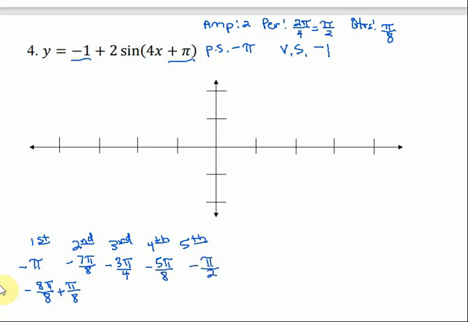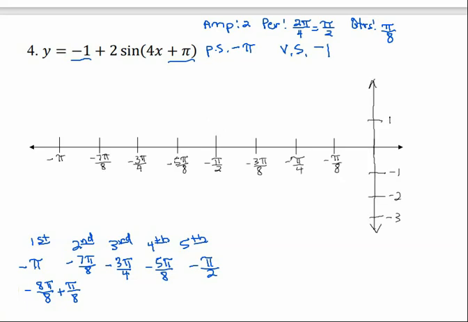And we said that our period is pi over 2. That's how long it's going to take for a complete period to happen. Well, from negative pi to negative pi over 2 would be pi over 2. Okay, I'm going to mark those on our graph.